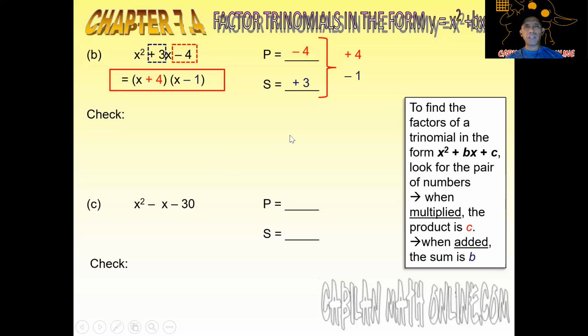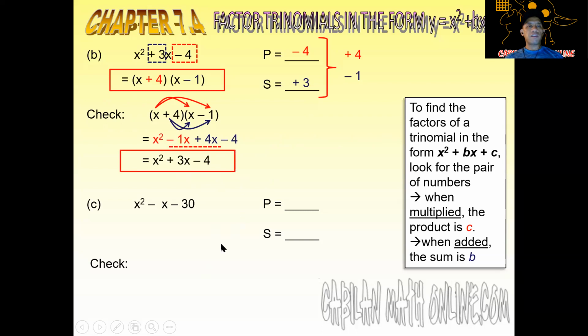Now, let's double check just to make sure we're on the right track here. We're multiplying the two x's together, and the -1 gives me x squared minus 1x, and then 4 times x and 4 times -1. 4 times x gives me 4x, and 4 times -1 gives me -4. So when we group the two middle terms together, notice it gives us the same answer.